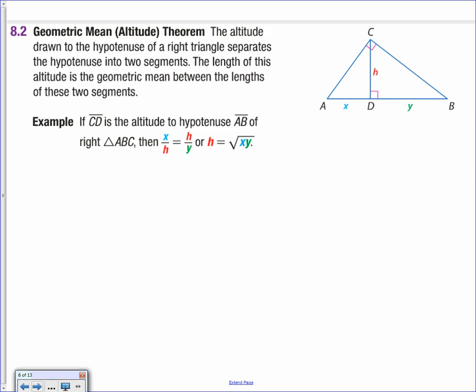From these similarity statements that we get from that previous slide, we get this geometric mean altitude theorem. Given the altitude drawn to the hypotenuse of a right triangle, it separates the hypotenuse into 2 segments. The length of this altitude is the geometric mean between the lengths of these 2 segments, and it creates a very special proportion. This proportion here, x over h equals h over y, is a geometric mean. Because h is happening twice, it's a geometric mean.